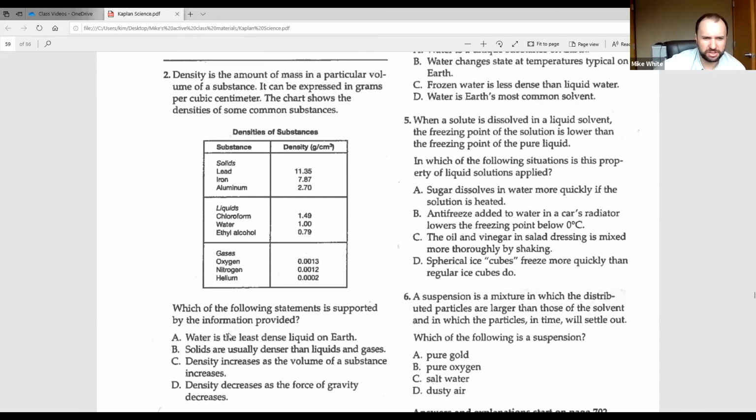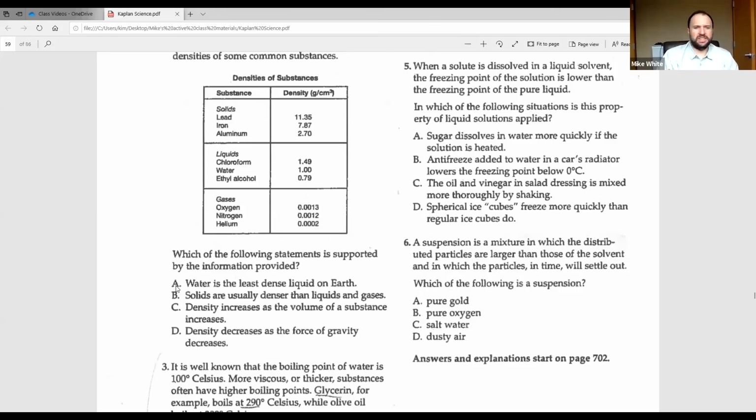So just based on this chart, which of the following statements is supported by the information provided? A, water is the least dense liquid on Earth. B, solids are usually denser than liquids and gases. C, density increases as the volume of a substance increases. Or D, density decreases as the force of gravity decreases.